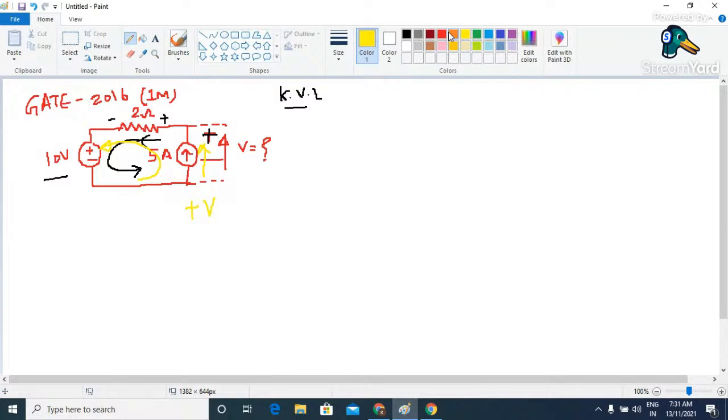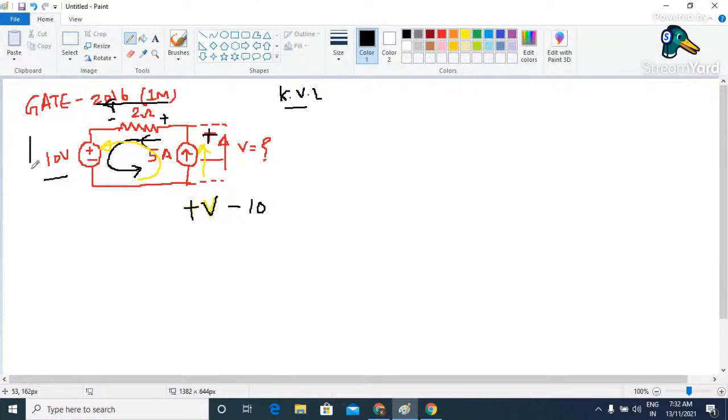Let me change the color. Yeah, so this is going to be plus V, because we are experiencing a voltage rise from negative to positive. And then when we are moving through this resistor from right to left, that means from plus to minus, we are experiencing a voltage drop. So for a drop, it has to be negative. And what will be the magnitude of that voltage? It is simply 5 into 2, which is equal to 10.